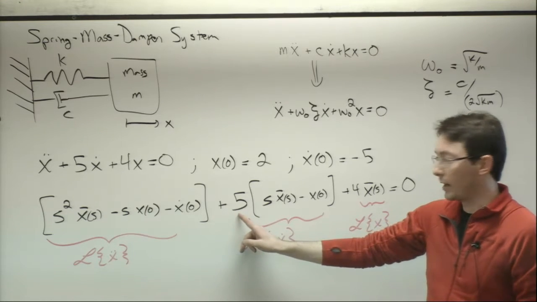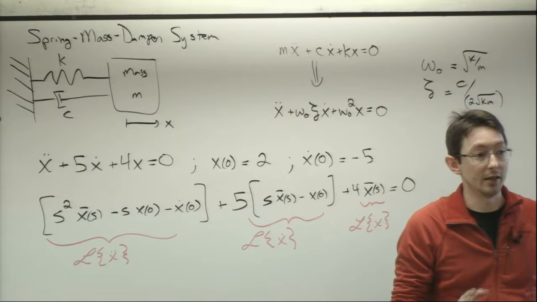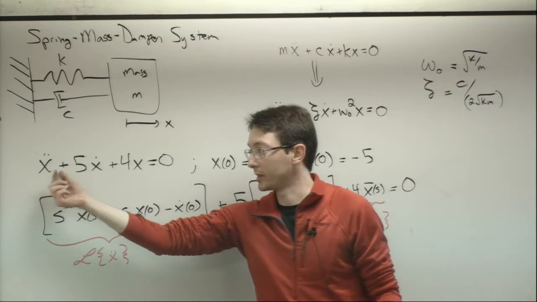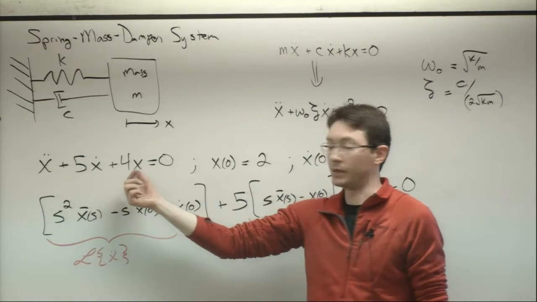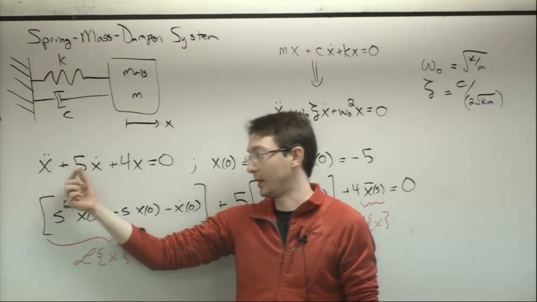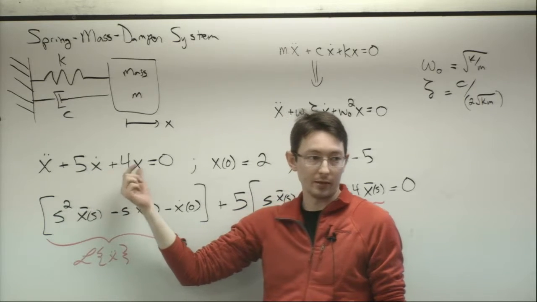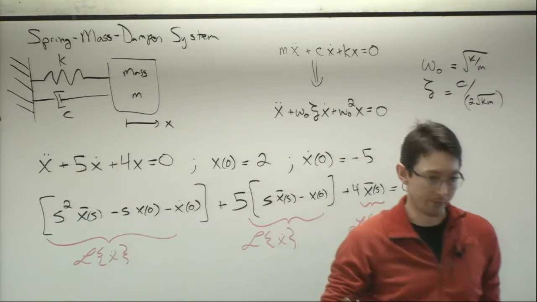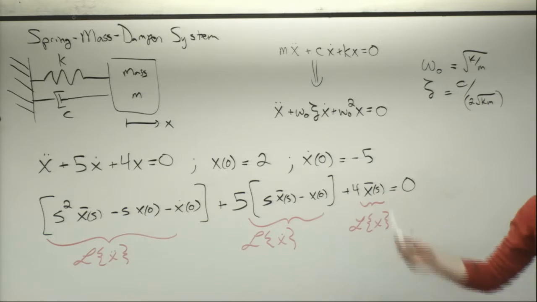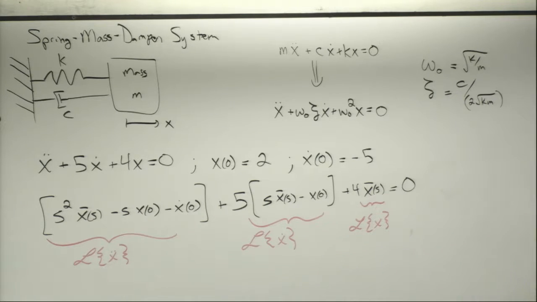If I multiply by a constant, remember my Laplace transform is linear. So if I Laplace transform this term plus a number times this term plus a number times this term, it's the same as Laplace transforming this plus 5 times the Laplace transform of this plus 4 times the Laplace transform of this, because it's linear. Just like the Fourier transform, because it is essentially a generalized Fourier transform.